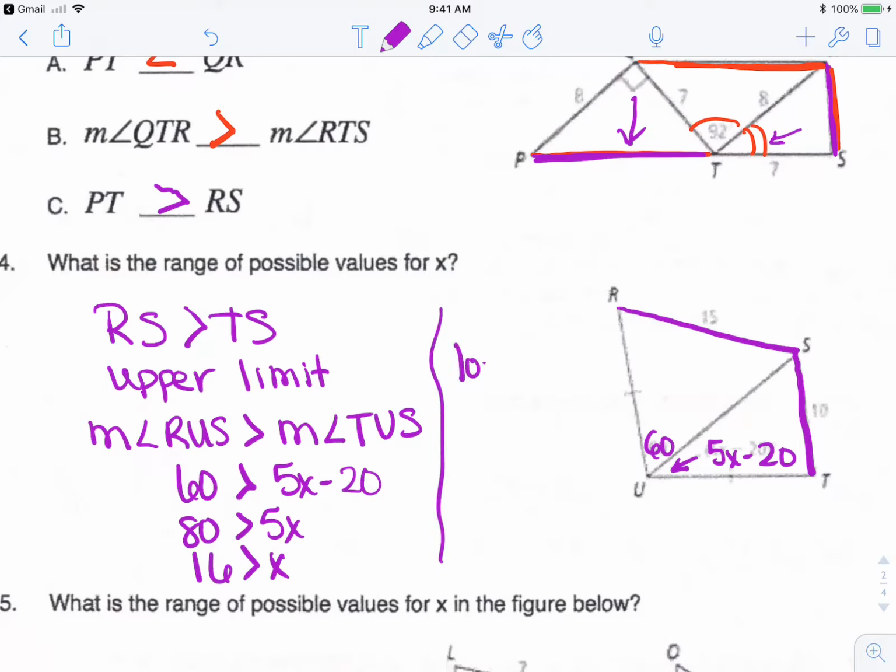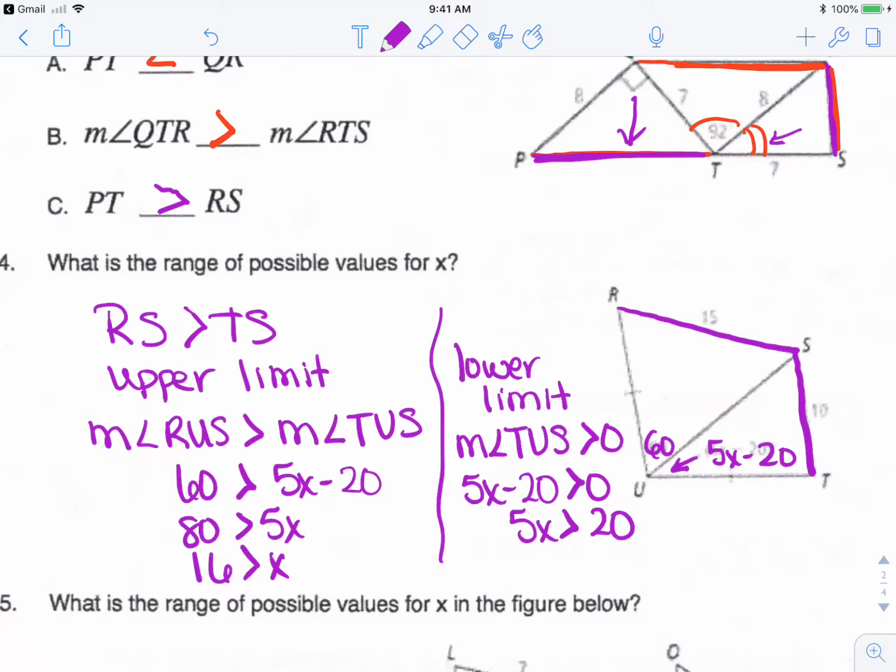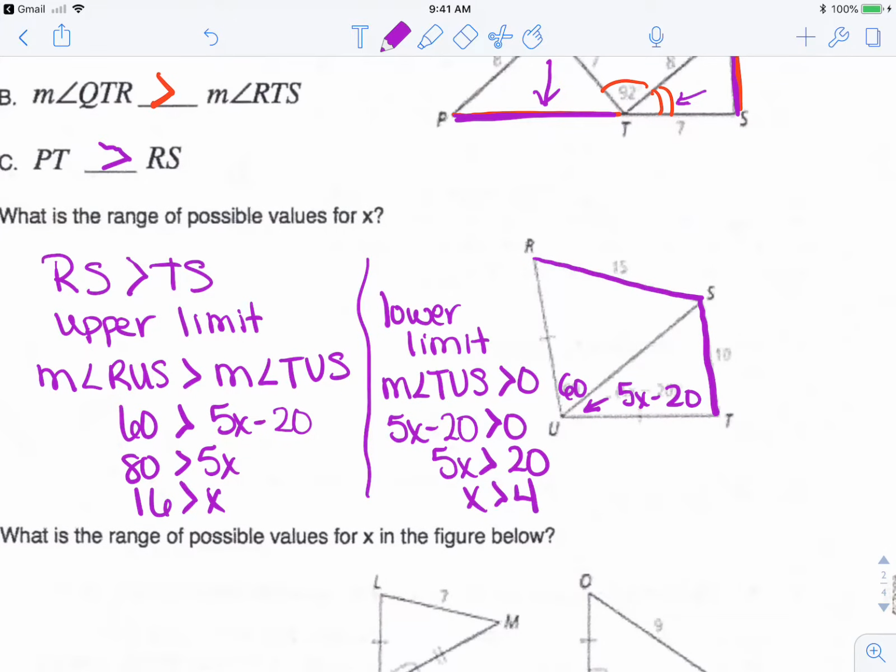My lower limit: I know that the measure of angle TUS, the smaller angle, is greater than 0. The lower limit cannot be 0, it has to be greater than 0. So the measure of TUS is 5x minus 20, and again, that has to be greater than 0. When I solve for that, I get x is greater than 4. So how we write that is 4 is less than x, which is less than 16.